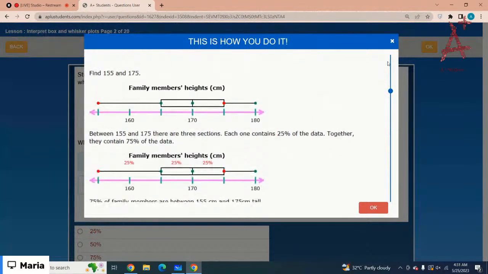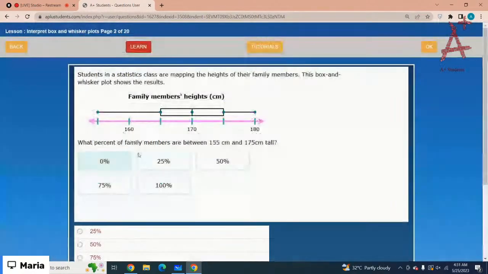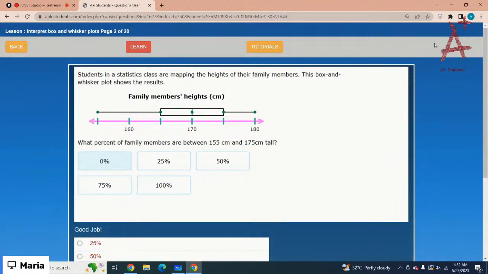Between 155 and 175, there are three sections. Each one is 25. Together they contain 75. The thing you learn is you have to see from 155. Here is 165. Here is 155. From here to 175 from here. So how many sections? It would be three sections. So that would be 75%.